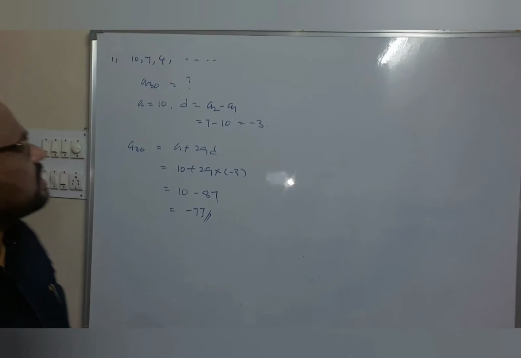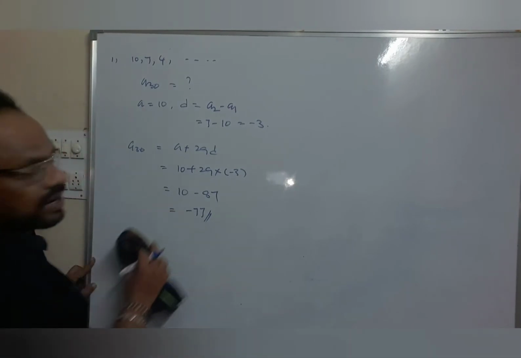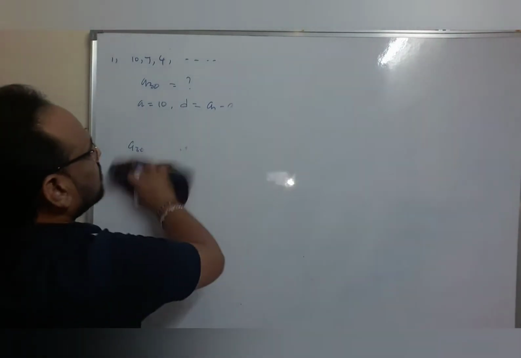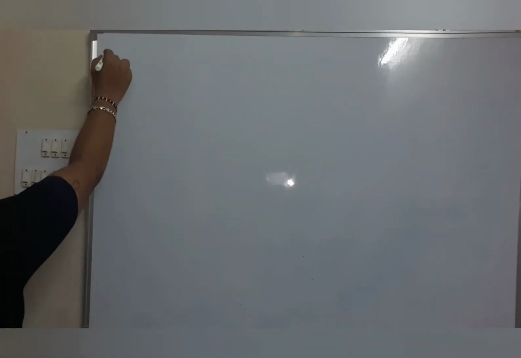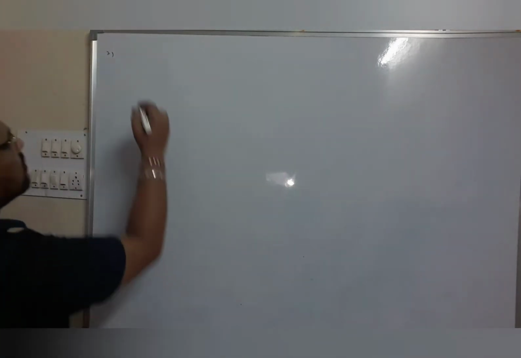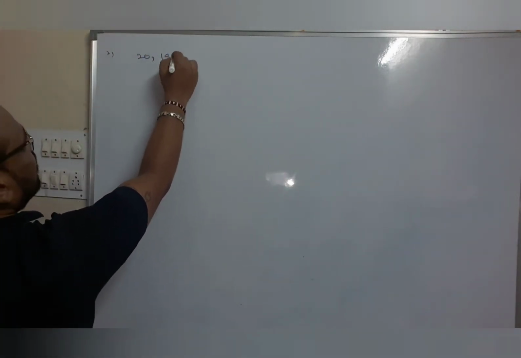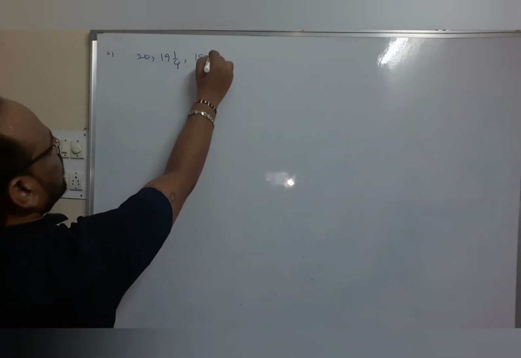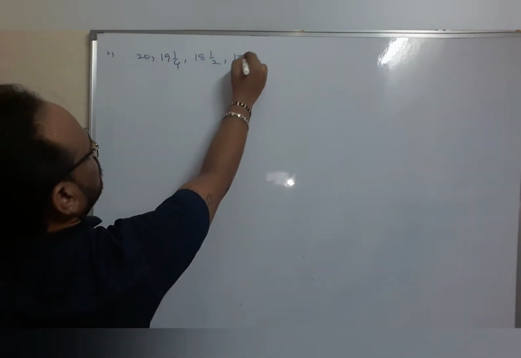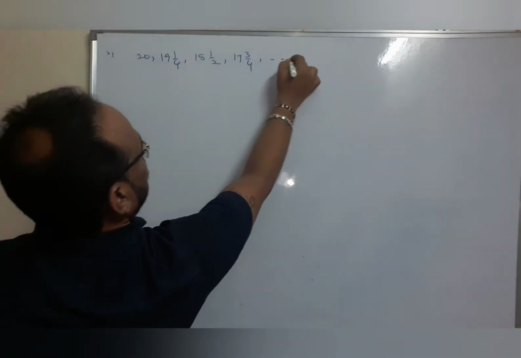Next, sometimes they are asking like that. Second example: what is the first negative term of the sequence 20, 19 and 1/4, 18 and 1/2, 17 and 3/4, and so on?